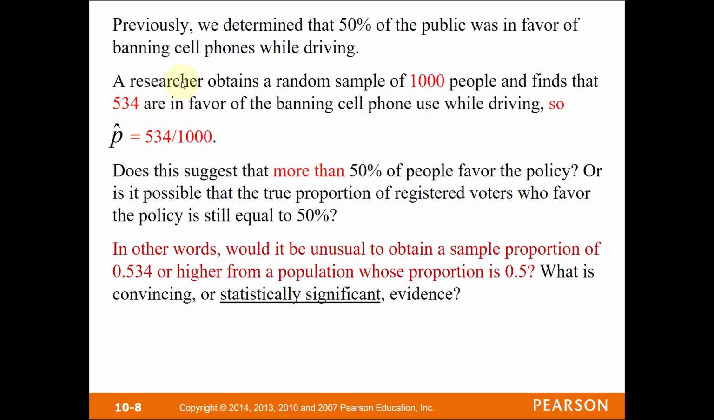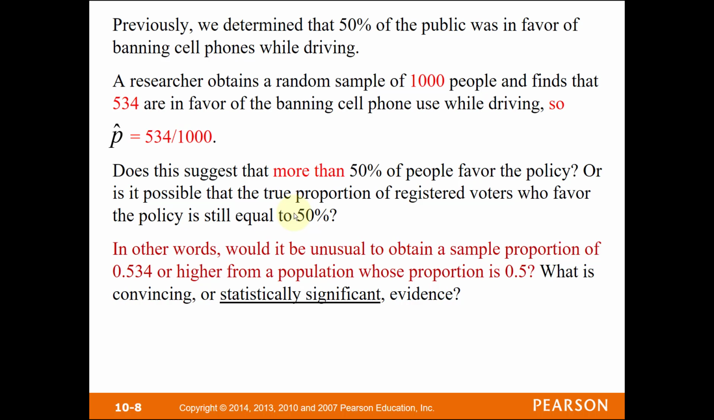A researcher obtains a random sample of 1,000 people and finds that 534 are in favor of banning cell phone use while driving. So we get a p hat of 534 divided by 1,000, which is 0.534. Does this sample information suggest that we should believe that the population proportion has increased?